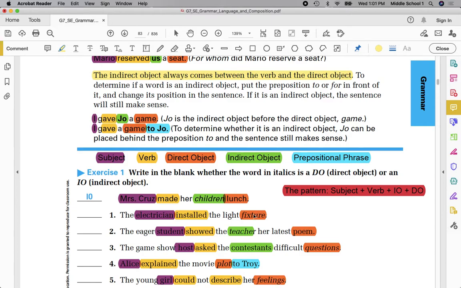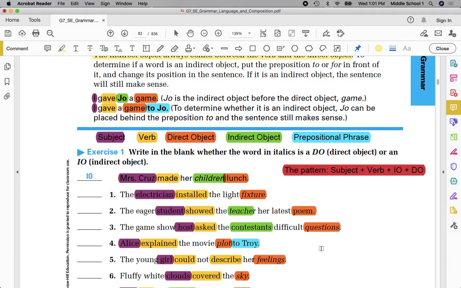Number 1, direct object. Number 3, direct object. Number 5, direct object. They're all the last words in the sentence. Number 6, fluffy white clouds covered the sky. Subject, clouds. Clouds covered what? Sky. Direct object.